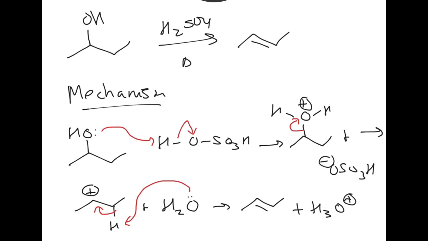Again, you're going to try to identify your alpha carbon, the carbon that has the thing that's leaving. For dehydrohalogenation, that's going to be a halide. For dehydration, that's going to be OH. Identify your beta carbons, and then pick the beta carbon that has the least number of hydrogens and make your double bond there.